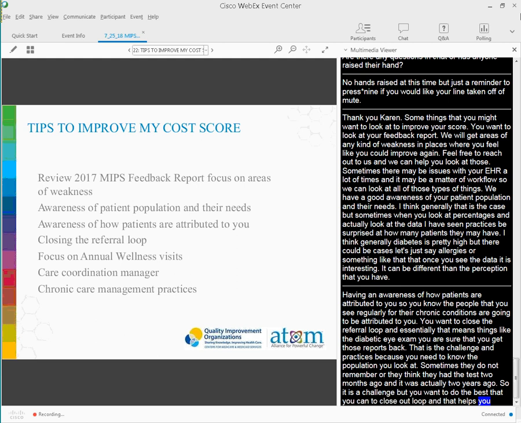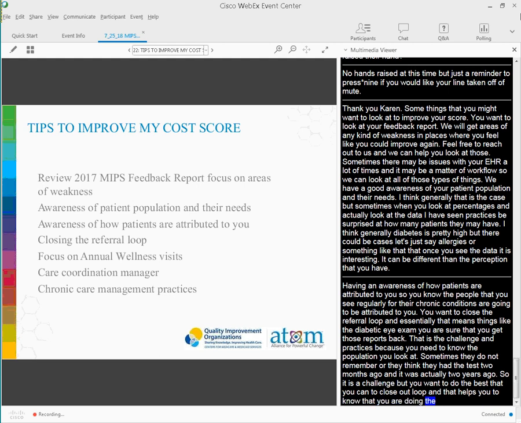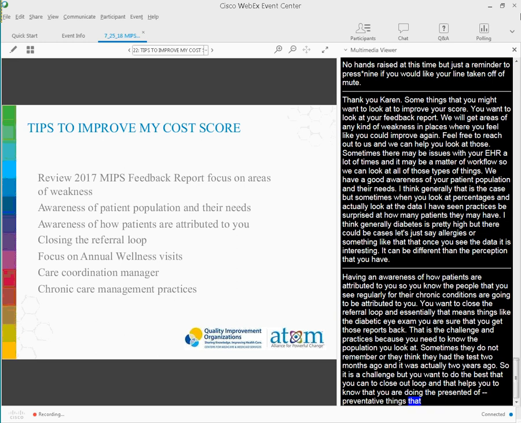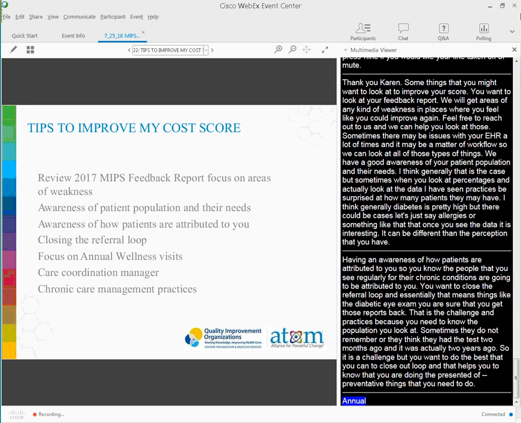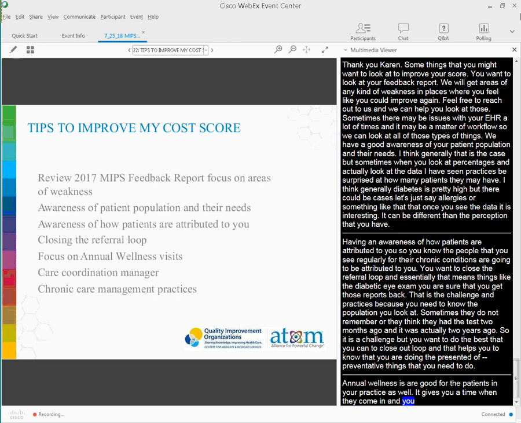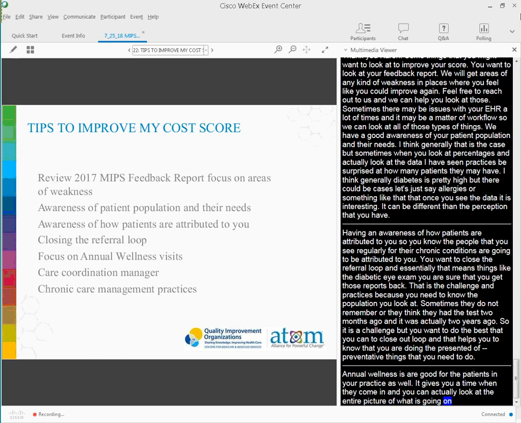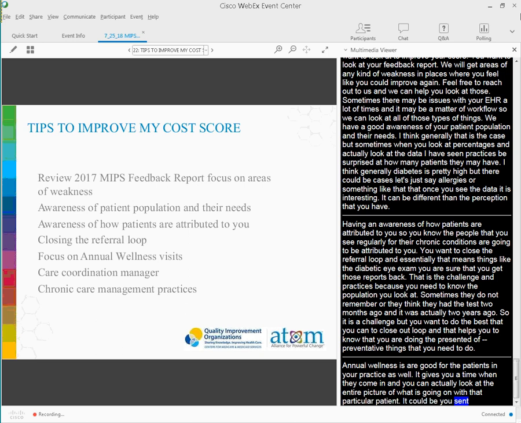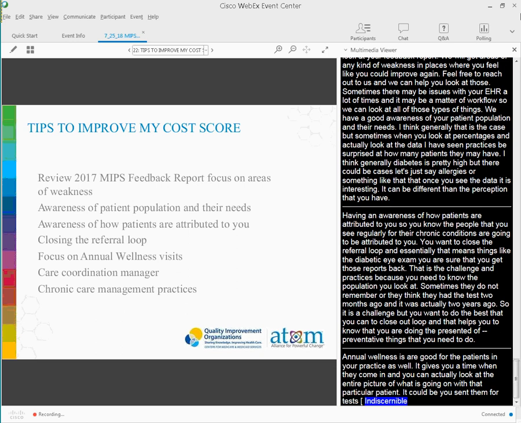Focusing on annual wellness visits. The annual wellness visits are very good for the patient and good for the practice as well. It gives you a time when they're coming in and you can actually look at the whole picture of what's going on with that particular patient. It could be that you send them for tests and you find things you weren't even aware of. I've heard many stories about that happening. So it's that preventive piece.